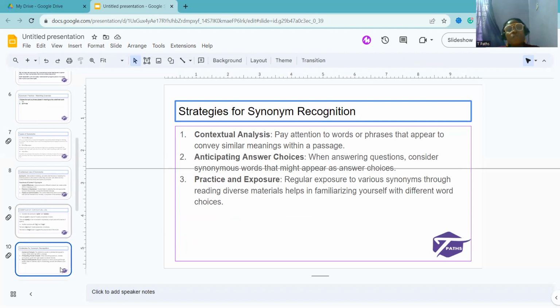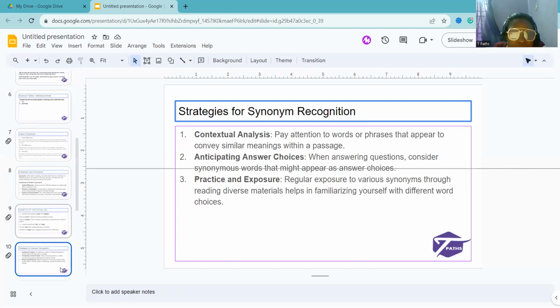Strategy for synonyms recognition: contextual analysis, that was what we discussed earlier. Pay attention to words or phrases that appear to convey similar meaning within a passage. Another thing is anticipating answer choices. When answering questions, consider synonyms, words that might appear as answer choices.